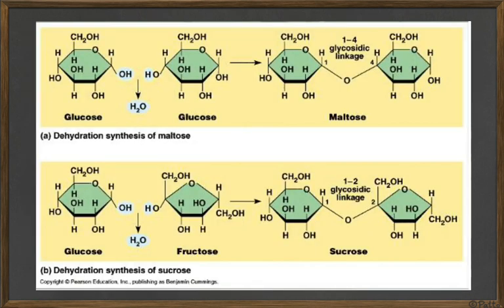Okay, a few more examples. On the top we have glucose with glucose holding hands, making water, and we made maltose. And in the bottom we have a glucose and a fructose reacting by condensation. They are releasing water, now making a disaccharide called sucrose, and they are holding hands.